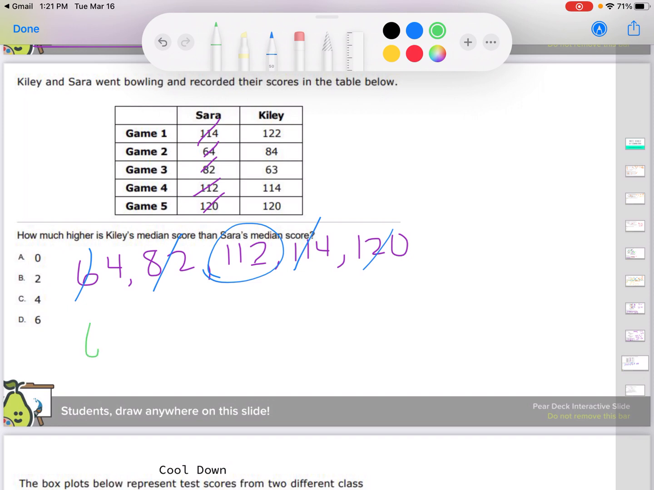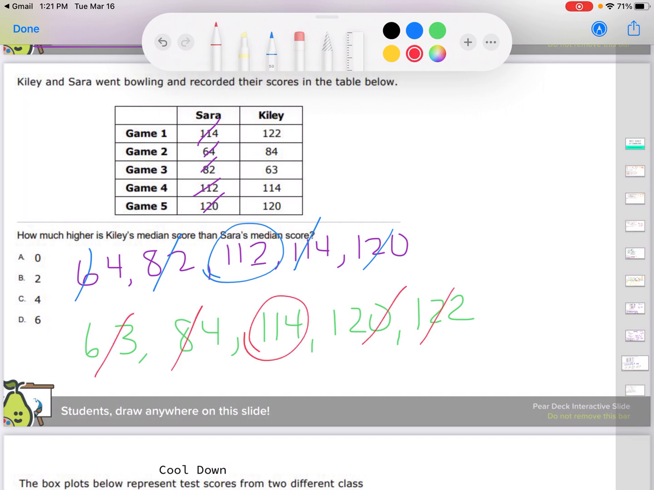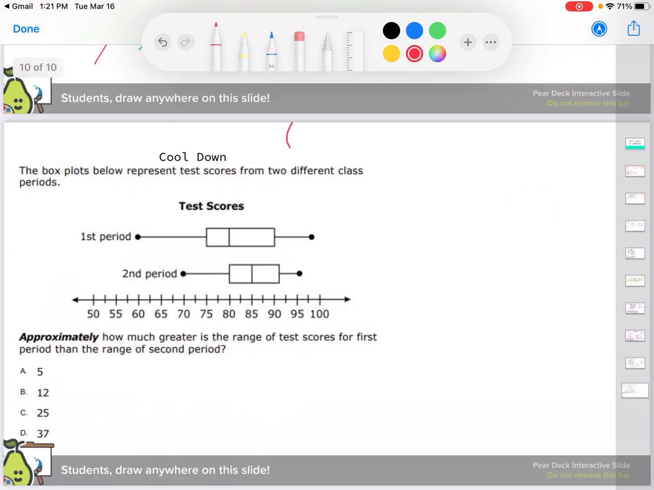Again, I'm going to cross them out on each side. How much higher is Kylie's median score than Sarah's? Well, 114 minus 112 is 2. So B. So now you're going to go ahead and do your cool down.